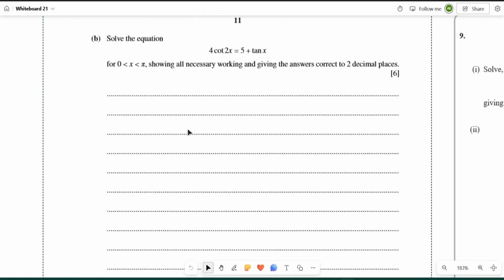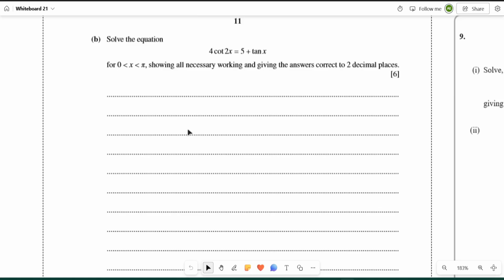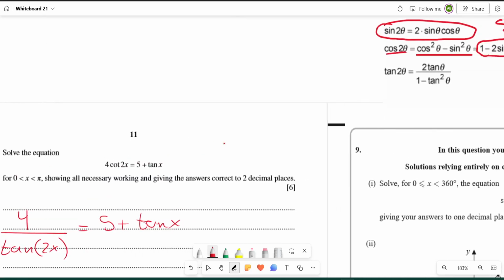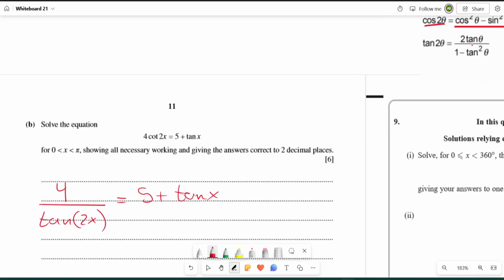Straight away, I can see that I have 4 cotangent 2x equals 5 plus tangent x. Cotangent and tangent are related. So let me start by rewriting this as 4 over tan 2x, because I know cotangent is the reciprocal of tan. This is equal to 5 plus tan x. My only issue here is that this is a 2x and this is an x, so I probably need to use the double angle formula for tan. So let's see, it's basically right over here.